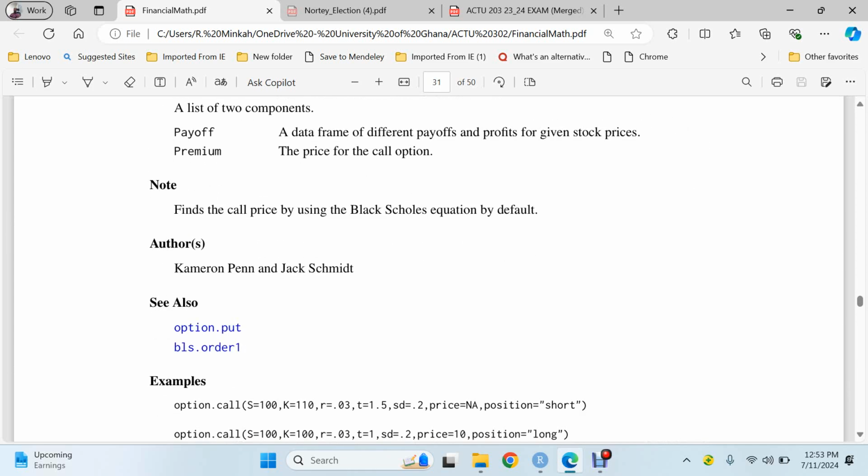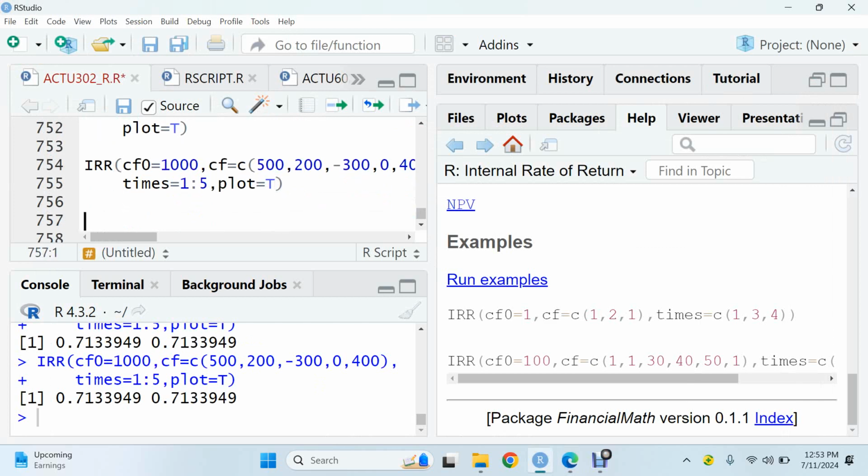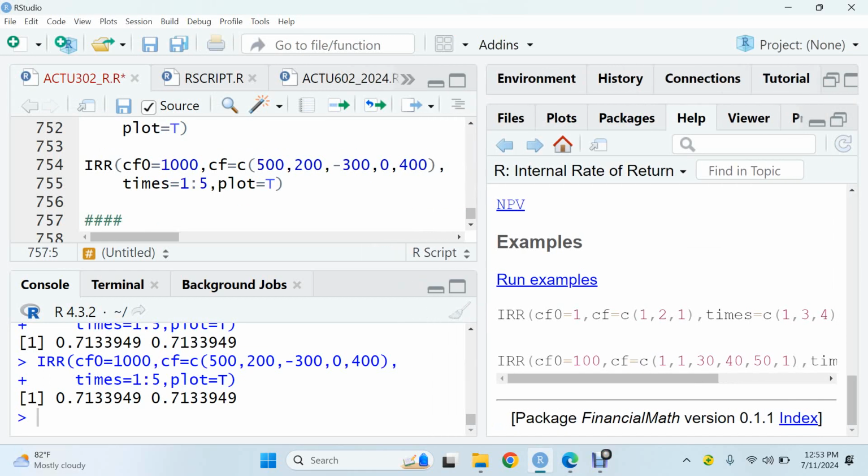NPV. Please go through it and explore. Is that okay? Are you okay? Okay, good. Now, you must know the principles. I said I'll ask you. Okay. And please make sure that you can write a function to do both. Either net present value or what? Internal rate of return. Okay.